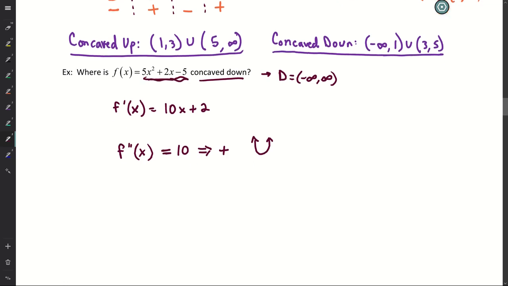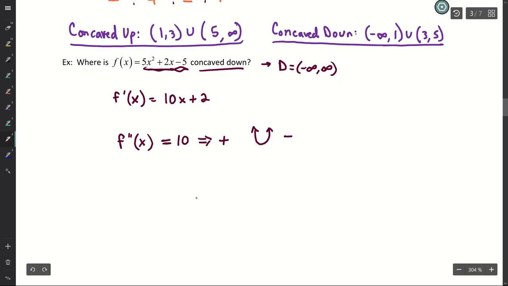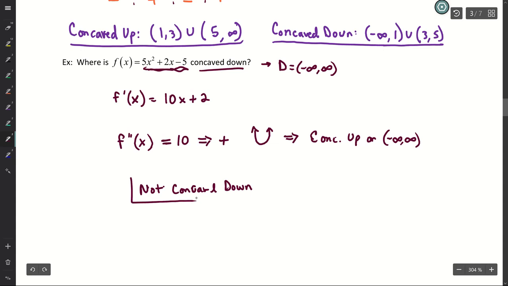So this one is asking where it's concave down. Well, this one's never concave down because it looks like it's concave up over all real numbers. So we're going to say here concave up on negative infinity to infinity, which means this one is not concave down for any number. So you could just say not concave down and you'd be good for an answer there.